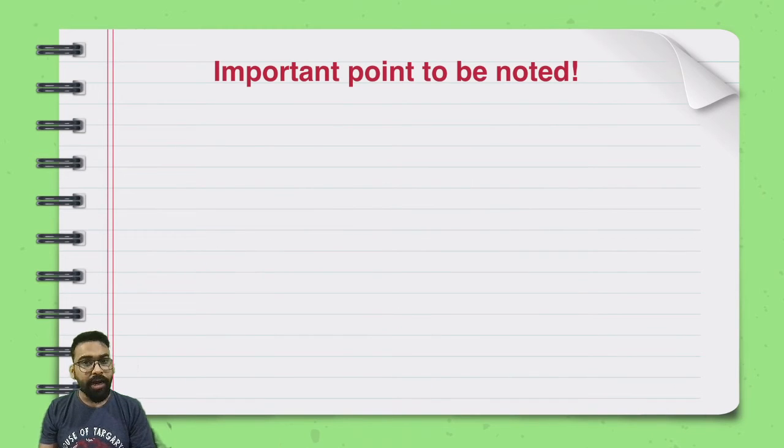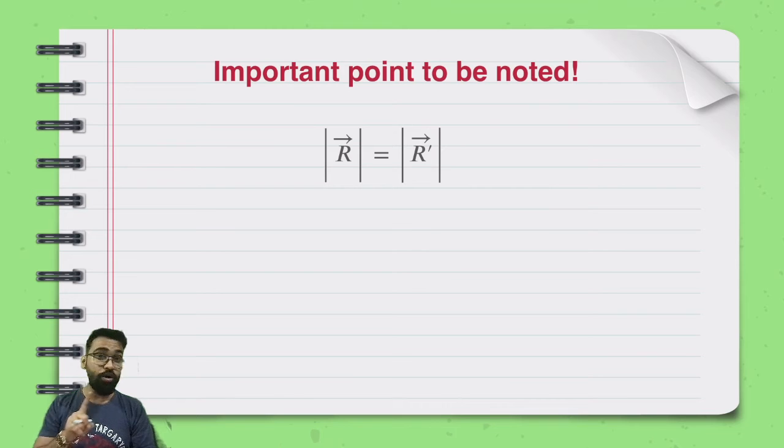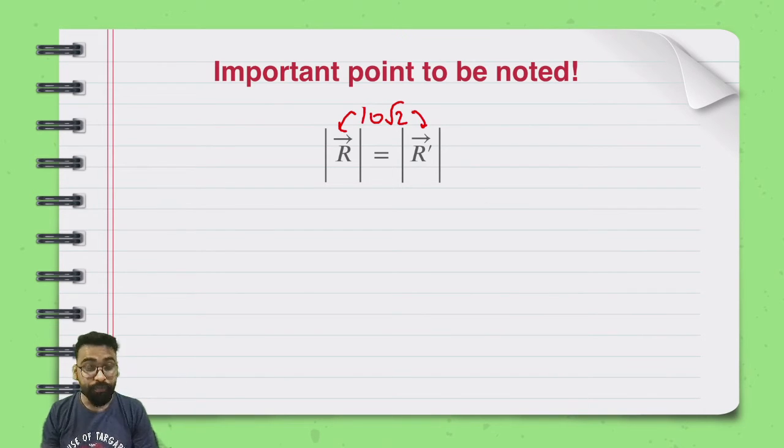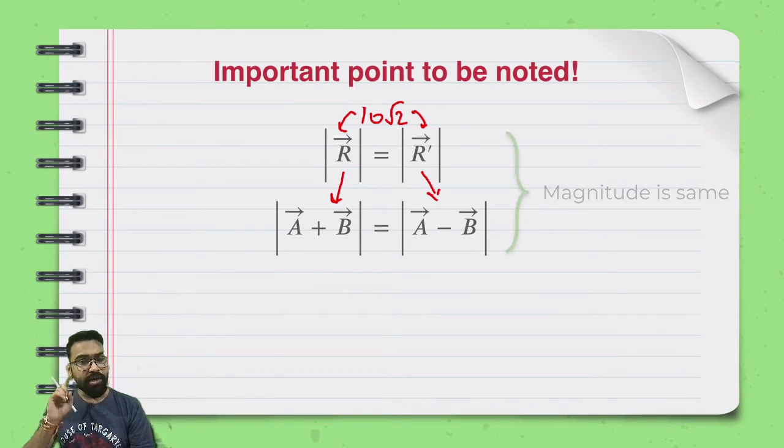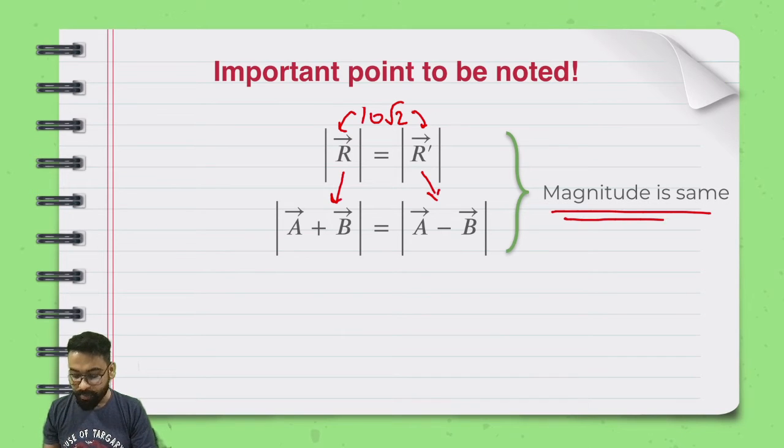So now let's head on to the important point that I said I would be talking about in this particular question. The first thing is that the magnitude of both r vector as well as r dash vector is the same. That was 10 root 2. Let me quickly write it down. Let us say this is 10 root 2, both of them. And the next thing, the magnitude of a plus b, because this r vector is a plus b and r dash was a minus b, the magnitude of both is the same, right? So one thing that I get is the magnitude remains the same.